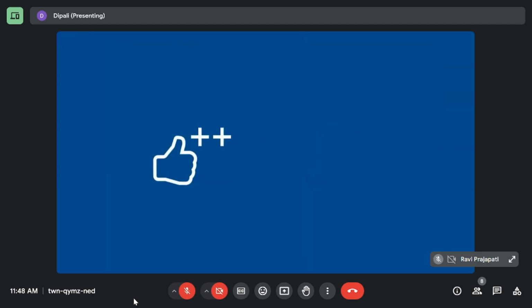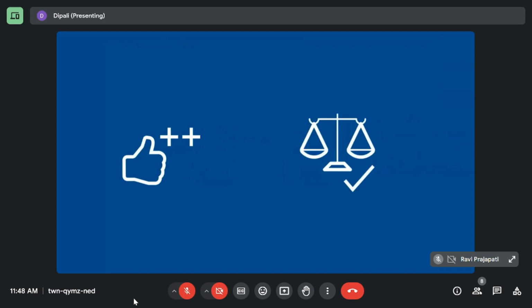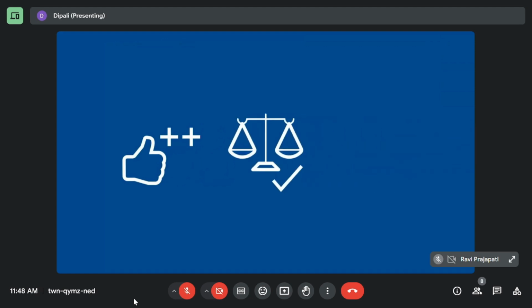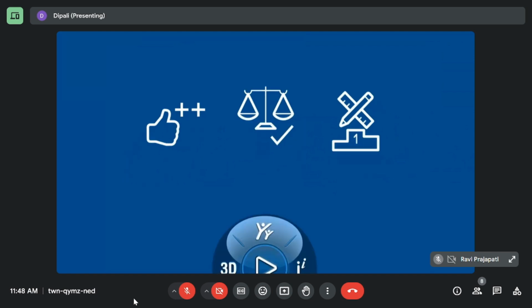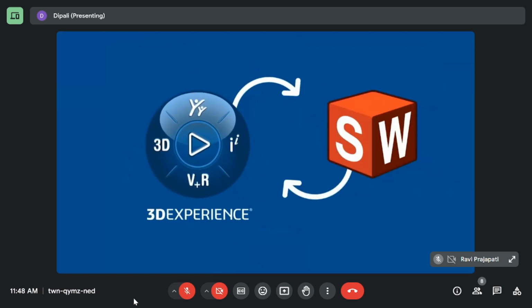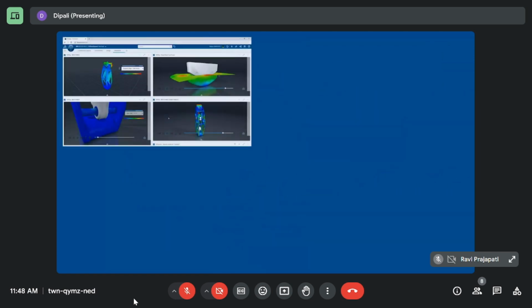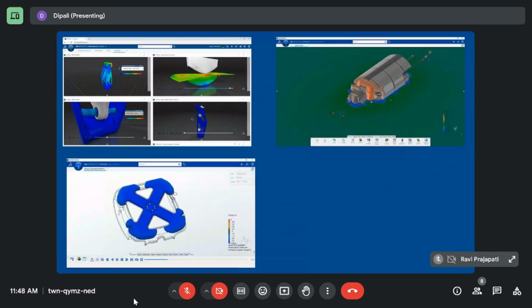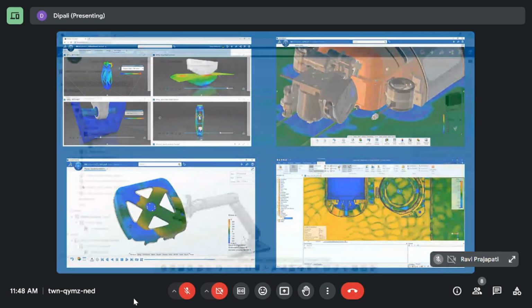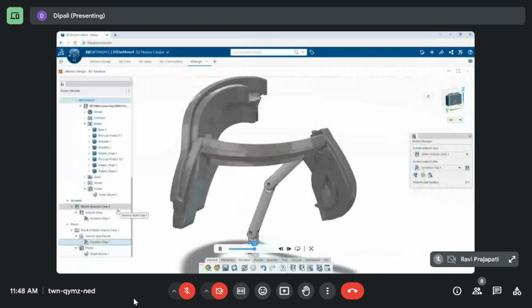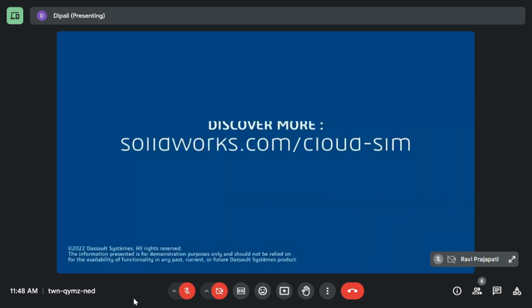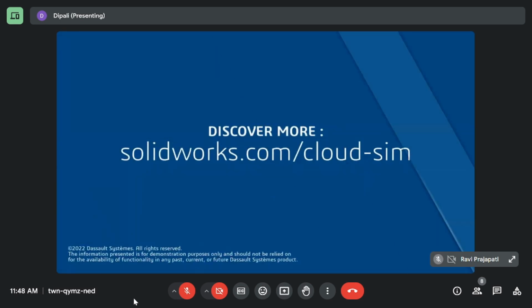Exceed your customers' expectations, satisfy industry requirements and regulations, and build your optimized product right the first time, all on a single platform and connected with SolidWorks. Structural, fluid dynamics, plastic injection, electromagnetics, even kinematics. What's on your horizon? Be ready to take it on with 3DEXPERIENCE Works.